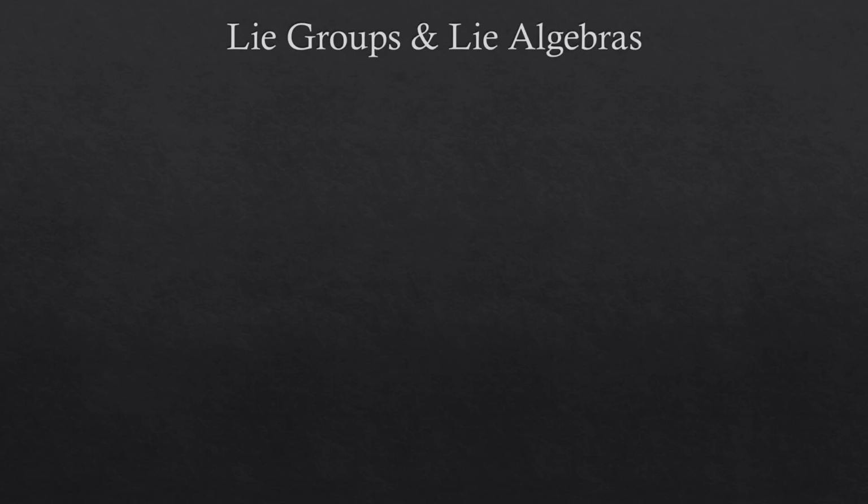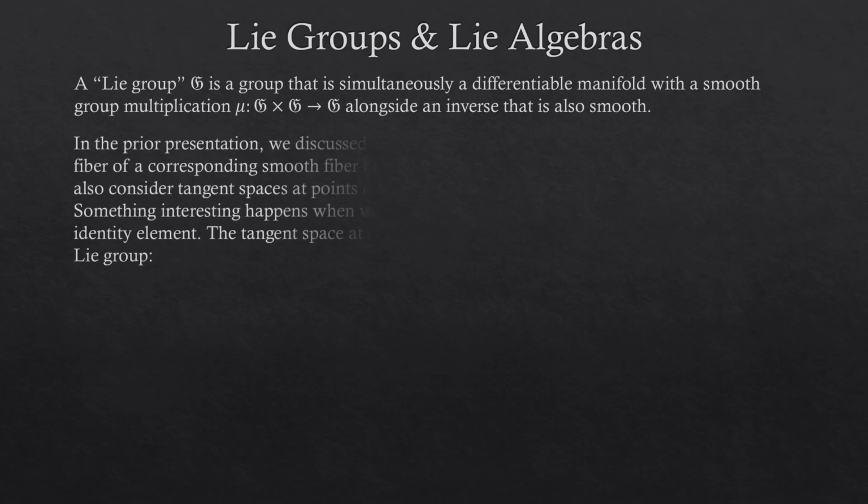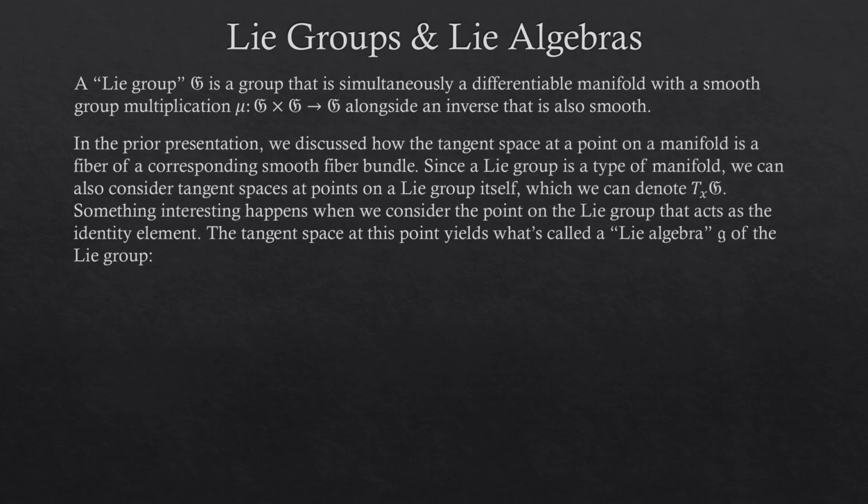So now let's consider Lie groups and Lie algebras. A Lie group, which we'll call this fancy G here, is a group that is simultaneously a differentiable manifold with a smooth group multiplication mu that maps us from G cross G to G, alongside an inverse that is also smooth. And in the prior presentation, we discussed how the tangent space at a point on a manifold is a fiber of a corresponding smooth fiber bundle. But since a Lie group is a type of manifold, we can also consider tangent spaces at points on a Lie group itself, which we can denote T sub x of G, that is the tangent space at a point x on the Lie group G.